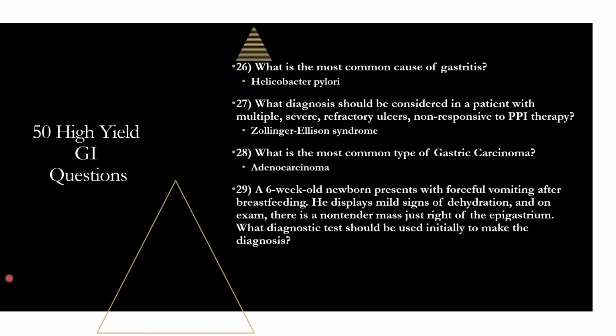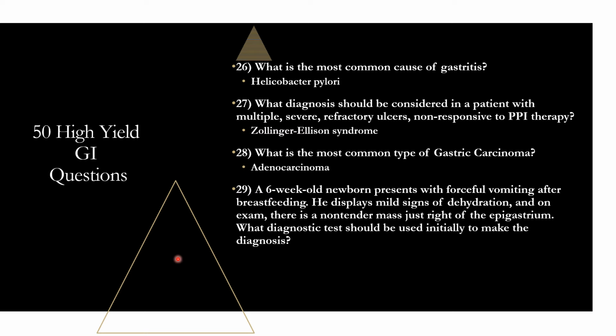29, 6-week-old newborn presents with forceful vomiting after breastfeeding. He displays mild signs of dehydration, and on exam there's a non-tender mass just right of the epigastrium. What diagnostic test should be used initially to make the diagnosis? Let's break down the vignette and take a look. So we have a 6-week-old newborn.